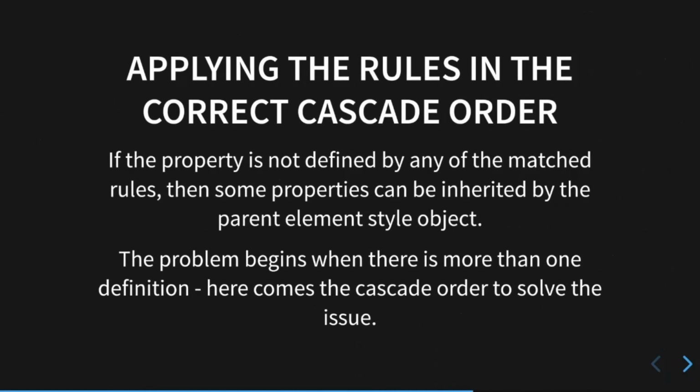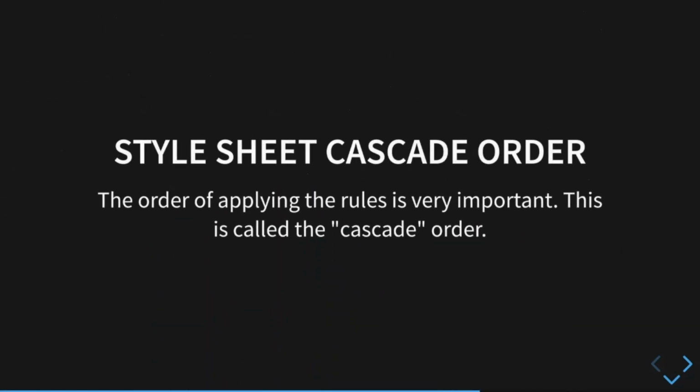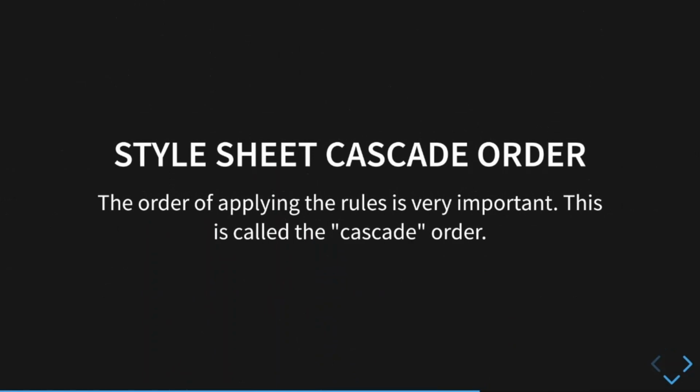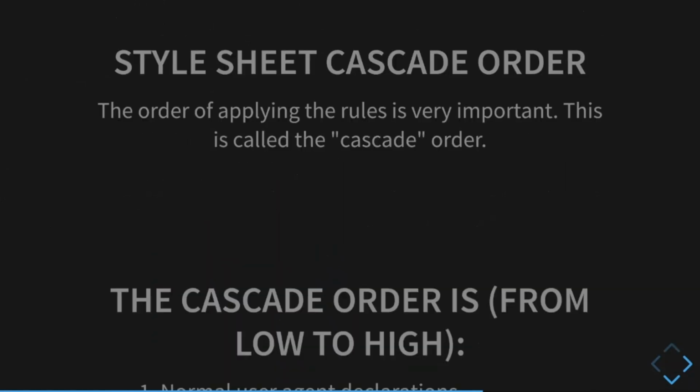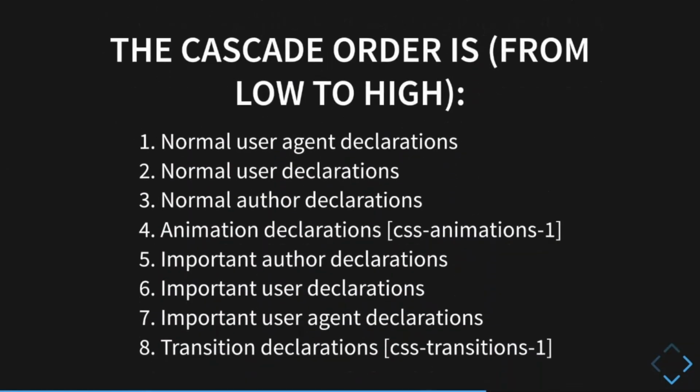Applying the rules in the correct cascade order: if the property is not defined in any of the matched rules, then some properties can be inherited from the parent element style object. The problem begins when there is more than one definition. Here comes the cascade order to solve the issue. Style sheet cascade order. The order of applying the rules is very important. This is called the cascade order. So the cascade order is from low to high: normal user agent declarations, normal user declarations, normal author declarations, animation declarations, important author declarations, important user declarations, important user agent declarations, and transition declarations.